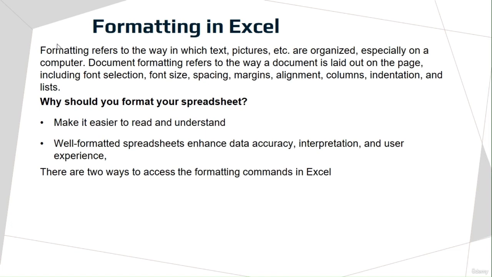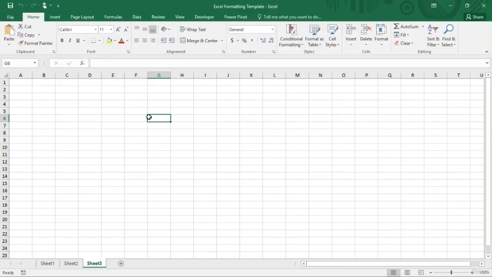There are two ways to access formatting commands in Excel. First, the ribbon. Another way is the formatting menu, by right-clicking on the cell you want to format. Let's take a look at that. Just as explained, there are two ways you can format your spreadsheet.